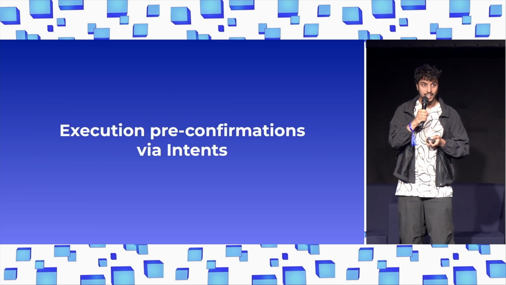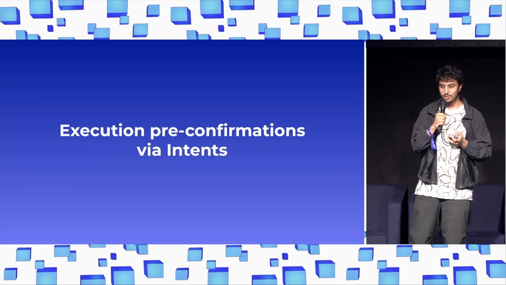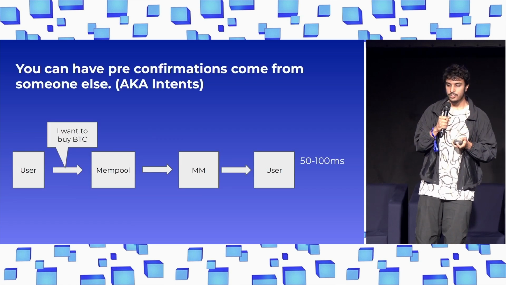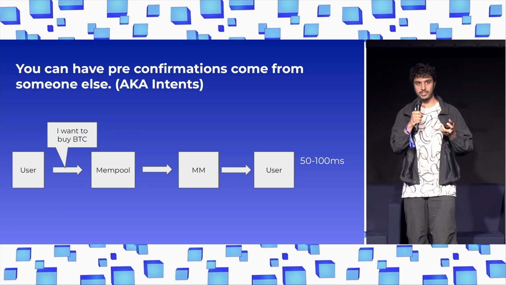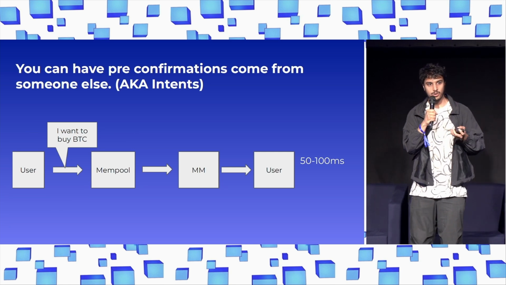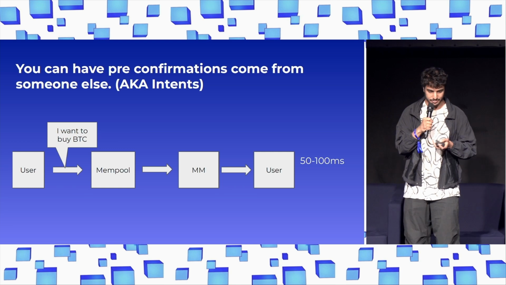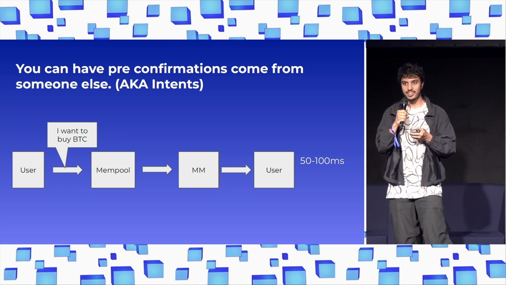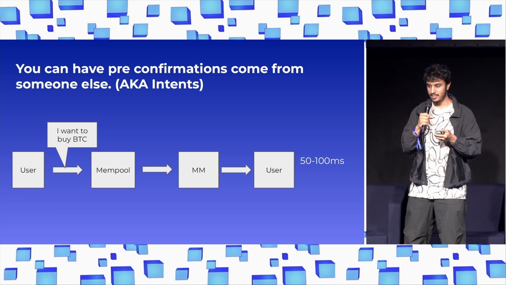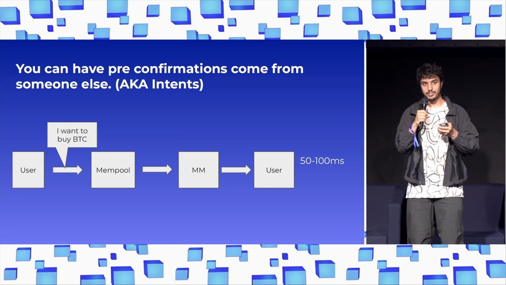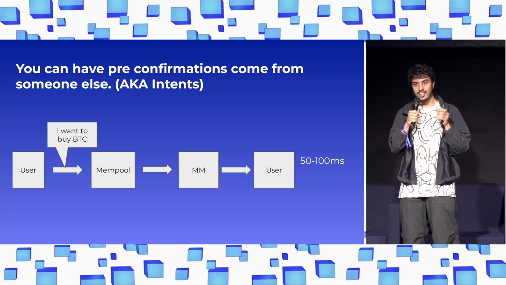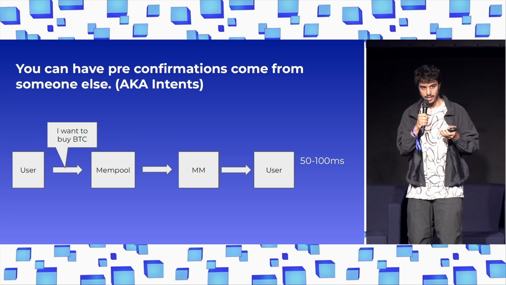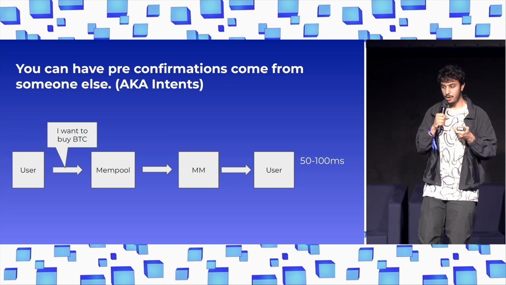So here's one idea. Let's get people faster execution pre-confs, not from consensus, via intent networks. Let's say that a user publishes some intent: hey, I want to buy Bitcoin at 50,000 USDC. They post this into the mempool. If there's a market maker who sees that, the market maker can pick it up instantly and say, OK, I will fill you. User, here's the signature saying I will fill you. And if I don't fill you within 5 minutes, I will get slashed.